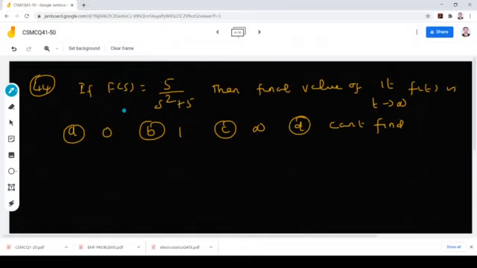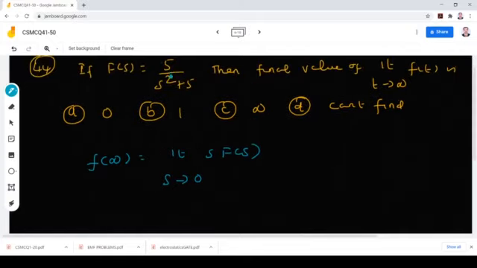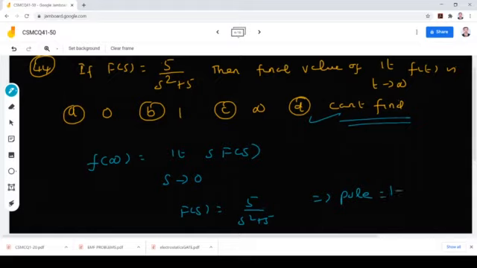Here you see, if F of s is equal to 5 by s squared plus 5, what is the final value? They ask F of infinity. F of infinity is given, as per the final value theorem, by the limit as s tends to 0 of s into F of s. If you substitute, you will get 0 by 0 plus 5, that is 1, right? But that is not the answer. Why? We cannot find it, because F of s has poles at s squared plus 5 equal to 0, which implies poles at plus or minus 5i. When poles are imaginary, we cannot apply the final value theorem. So the answer is option D.